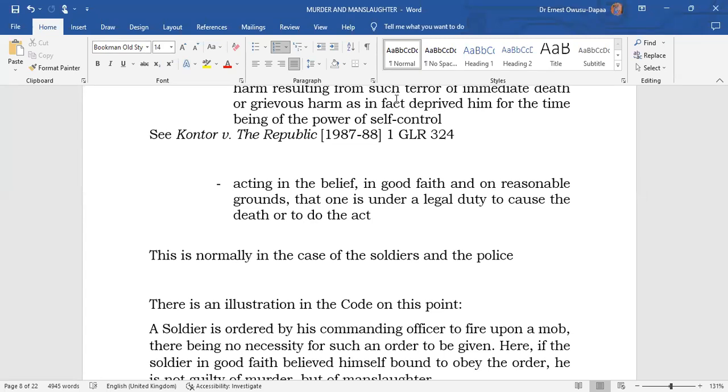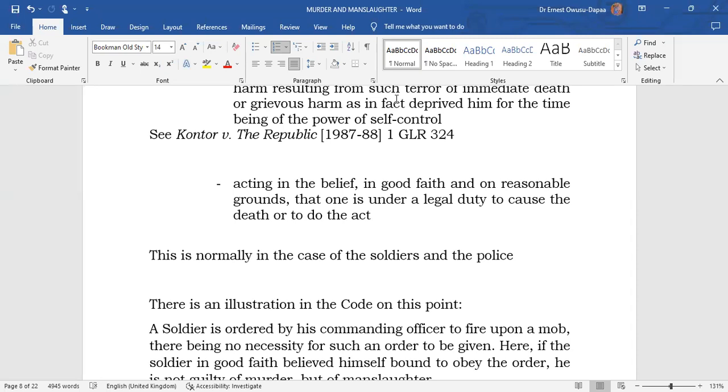Self-control. So let us remember that if someone merely speaks what may ordinarily be called provocative words, that is not enough. So mere insults will not be enough for you to say that you lost your self-control and you actually attacked the other person, resulting in his death, and that you didn't intend to actually kill the person because you acted without self-control. No.